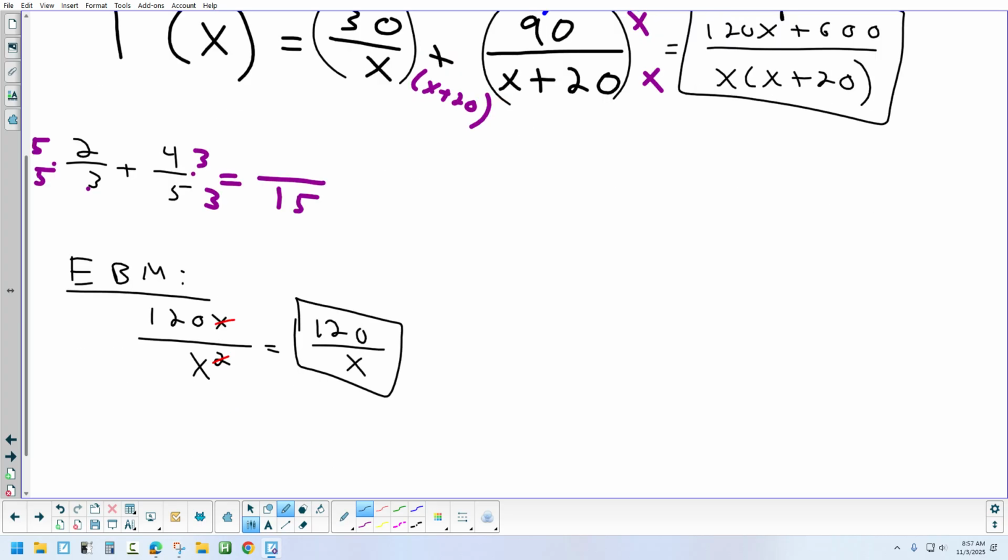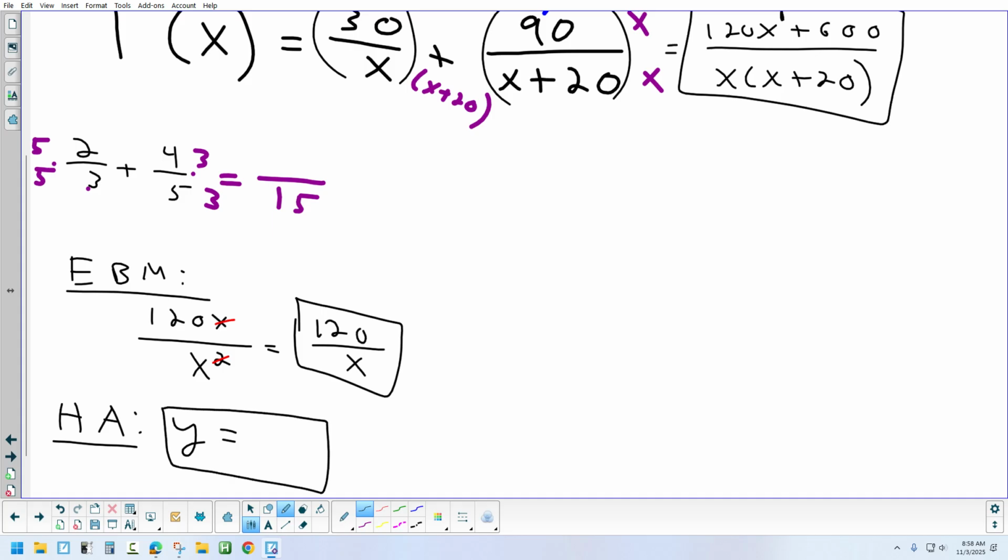Okay, once you find your EBM, you can use that to then find your horizontal asymptote. Okay, horizontal asymptote is an equation, and when we write it down, does anybody remember for a horizontal line, is it x equals or is it y equals? y. It's y equals. So we definitely have to start with that.